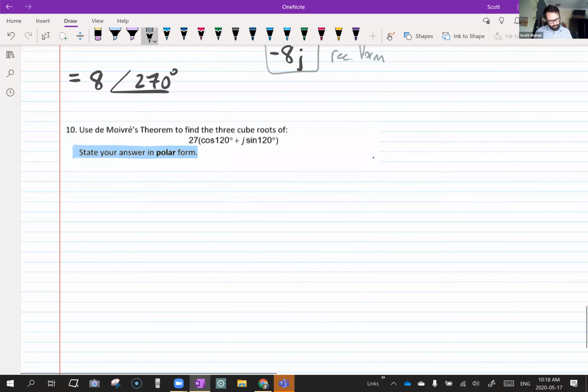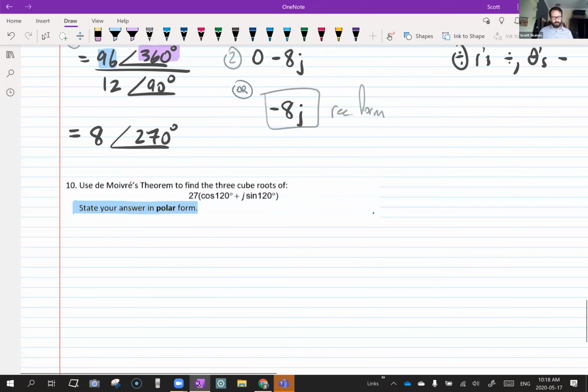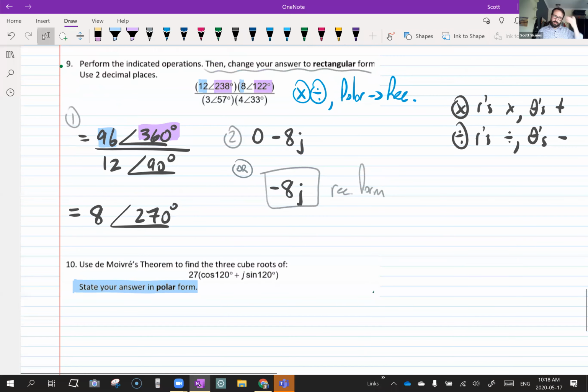Okay, 10 is de Moivre's theorem. We did that on the first assignment. I'm not going to go back through that, but you know, it's not very complicated. Just make sure that you review what we did. I'm going to keep on going. Any questions before I move on from this worksheet?